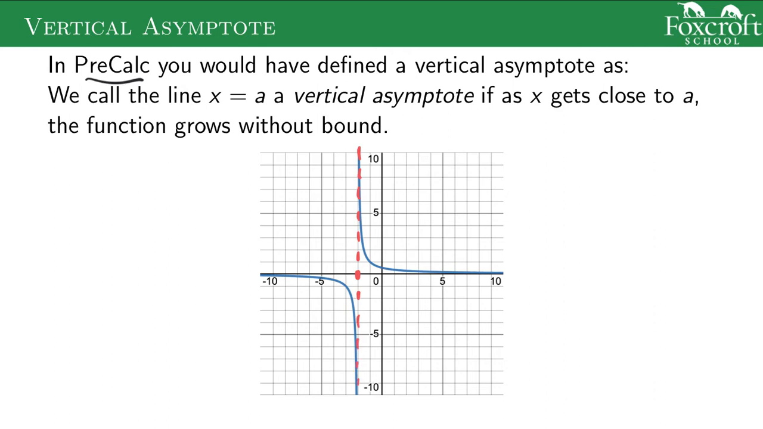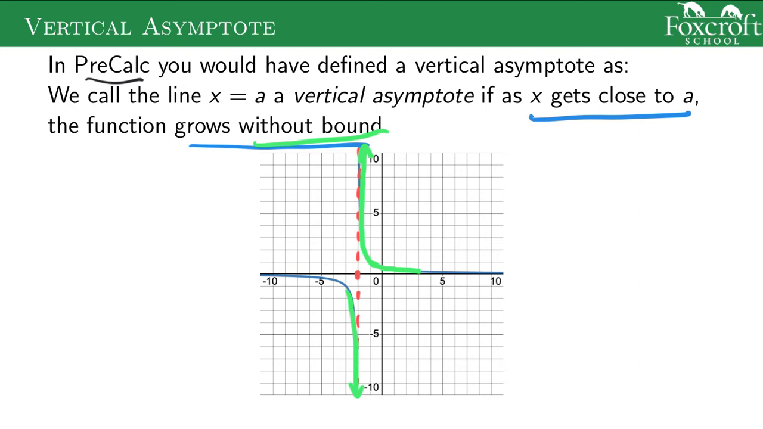And we call that vertical line a vertical asymptote if as x gets close to a, the function grows without bound. It just keeps getting bigger and bigger. We can see on this graph that as x gets closer and closer to this vertical line, the function values go all the way up there, and on the other side, they go all the way down to negative infinity. They're not stopping at any point. They just keep going up forever. That's what the without bound part is.